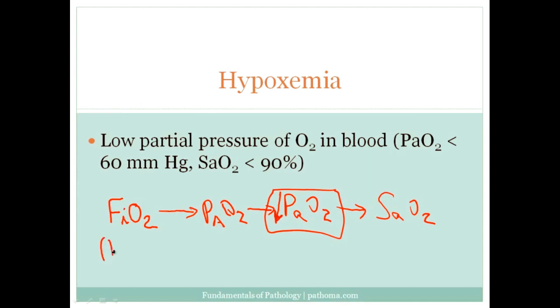If a patient is at high altitude, then the FiO2 is actually decreased. The overall atmospheric pressure is decreased, and therefore the oxygen pressure is decreased at high altitude. So at high altitude, the FiO2 would go down, which would decrease the PAO2, which would decrease the PaO2, which would then result in a state called hypoxemia. So that's one example. Another example would be to decrease the PAO2.